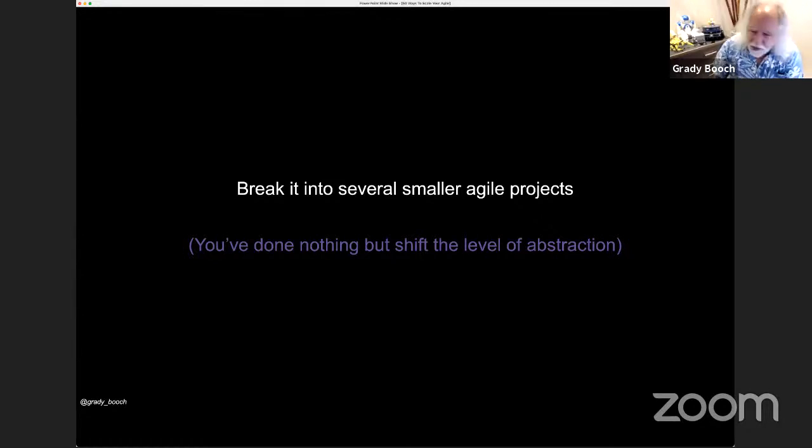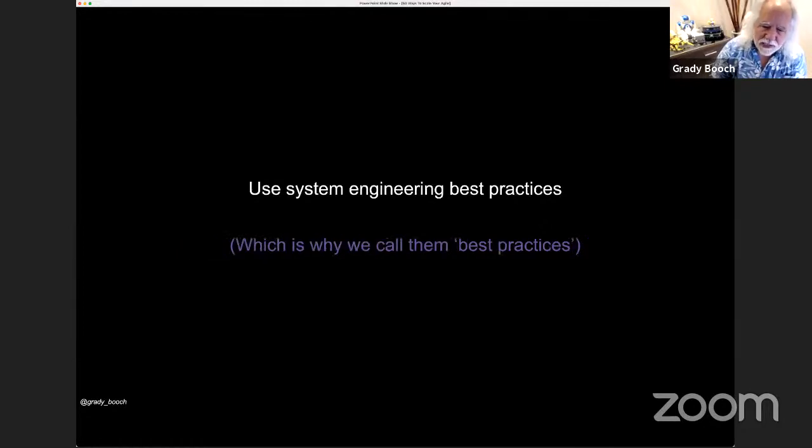So what I want to do, therefore, is let's explore this. How do I scale my Agile project? How do I scale my projects? And how do I keep the goodness of Agile along the way? And honestly, it's this. Use system engineering best practices, which is why we call them best practices.